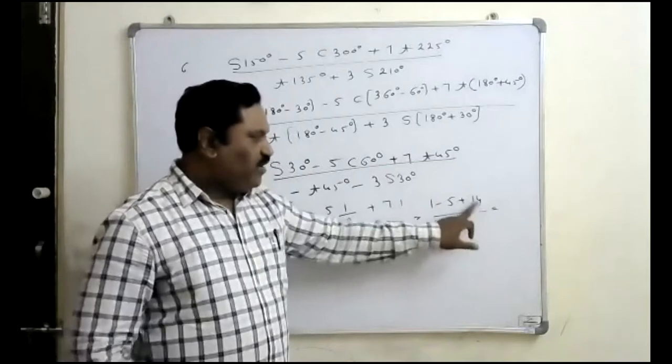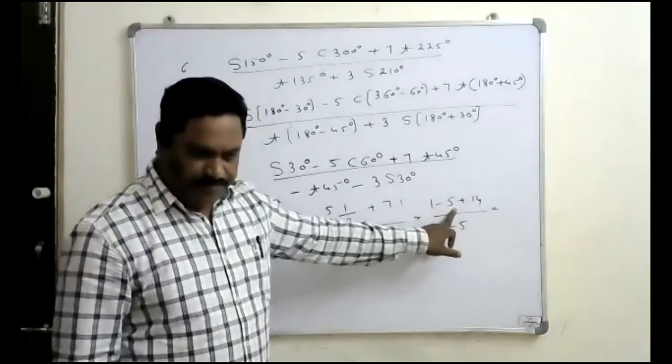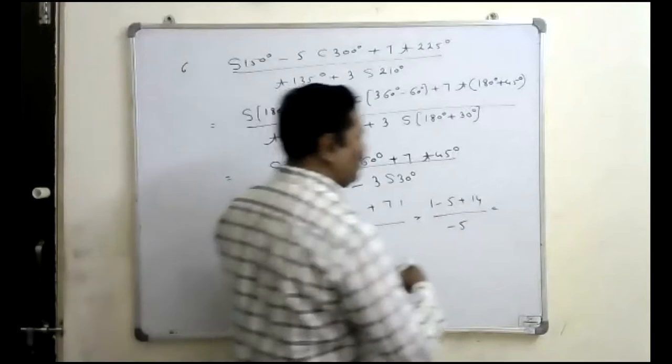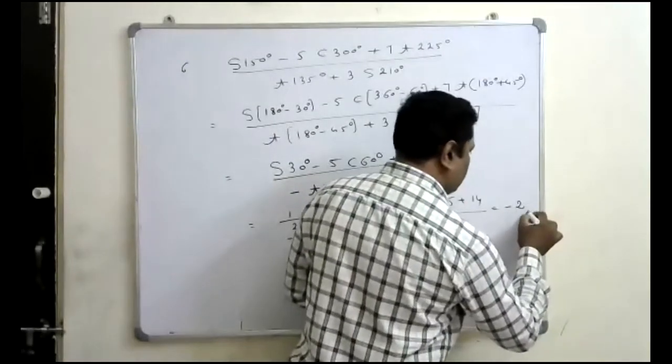-2. 14 plus 1, 15 minus 5, 10 by minus 5, -2. This is the answer.